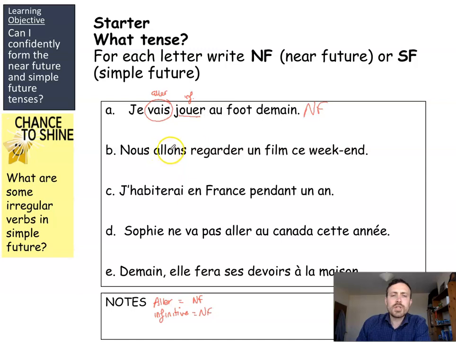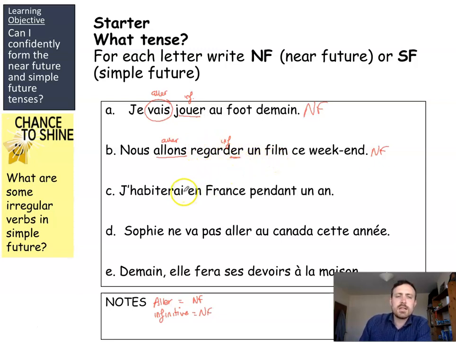B. Nous allons regarder un film ce week-end. So, have we got any of these elements here? Yes, we do. We've got the verb aller here, conjugated with nous, and also we've got this infinitive here. So this one is also the near future tense, and it means we are going to watch a film this weekend.